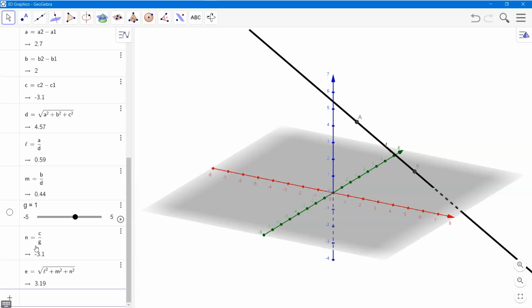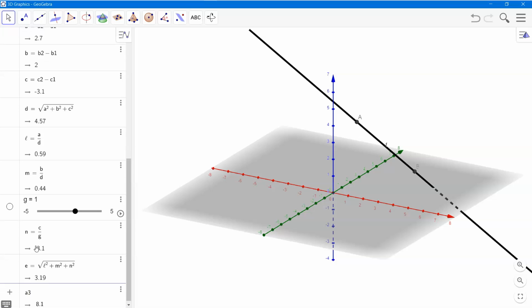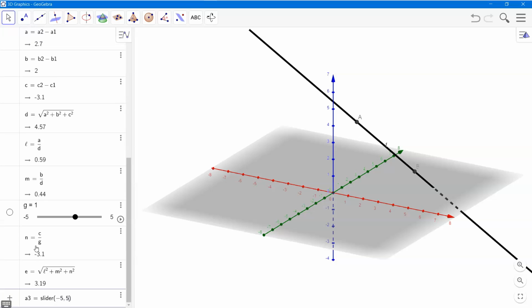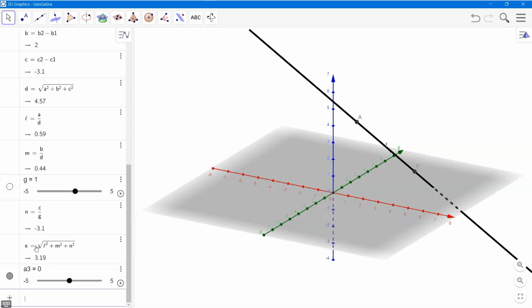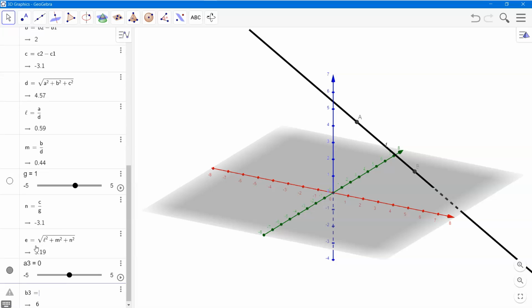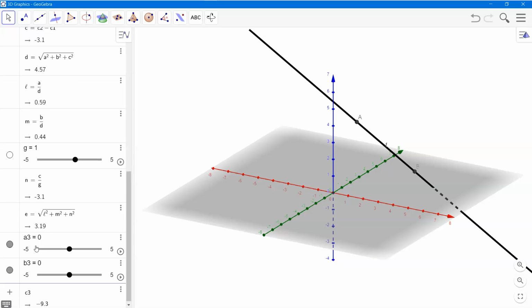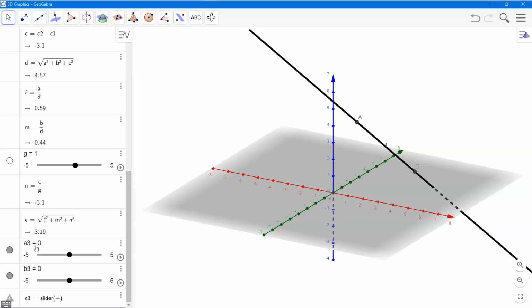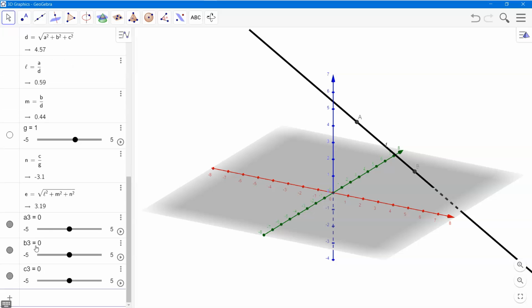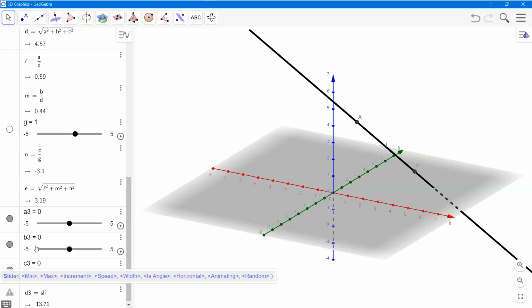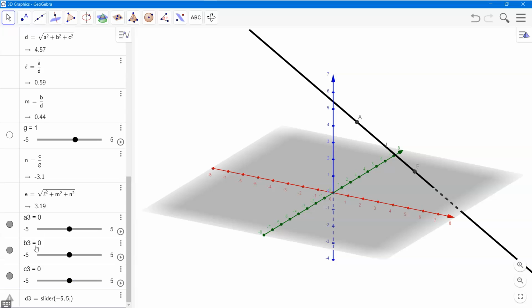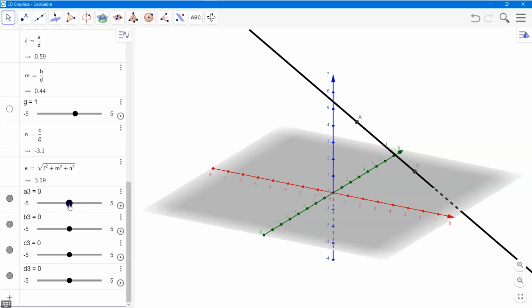Now let's define the plane. For that we require A3 equal to slider minus 5 to 5 in steps of 1. B3 is equal to slider minus 5, 5, 1. C3 equal to slider minus 5, 5, 1. And finally D3 is equal to slider minus 5 to 5, 1. Okay, let's make this all 1, 1.